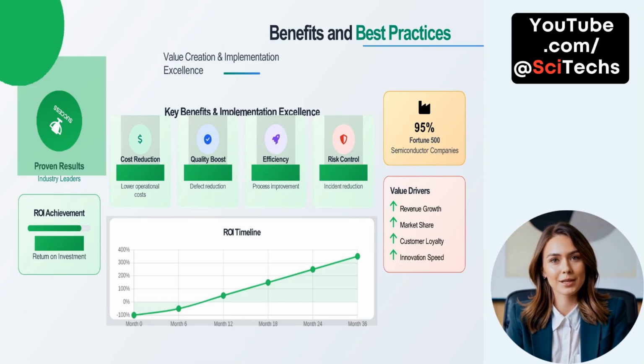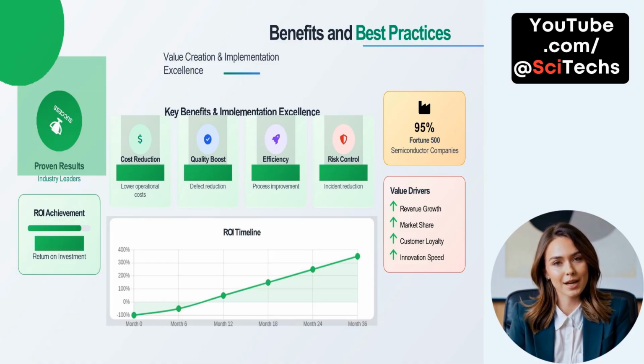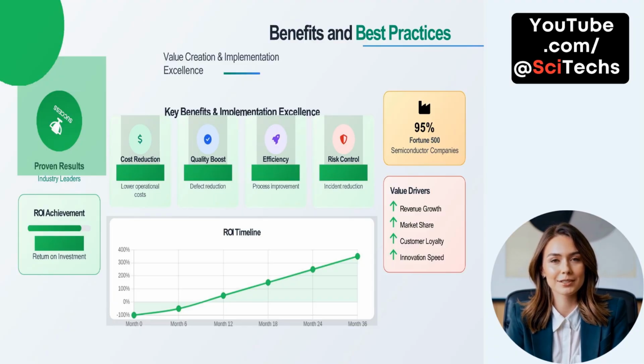ROI achievement steadily climbs over time, as shown in the ROI timeline chart, demonstrating growth from implementation through to 36 months, eventually surpassing 300%. These benefits drive broader value in the business. Key value drivers include increased revenue growth, greater market share, improved customer loyalty, and accelerated innovation. These strategic gains not only justify the investment, but also position organizations for long-term success through value creation and operational excellence. Adopting these best practices leads to measurable, sustained performance improvements.